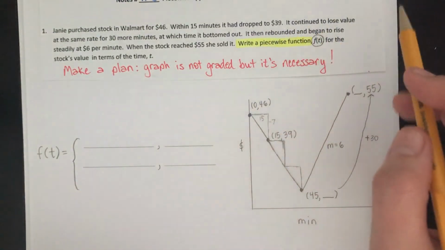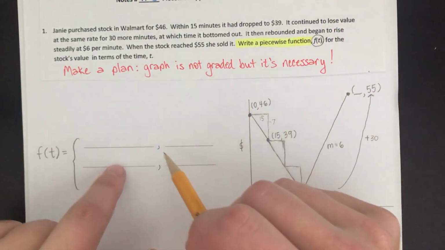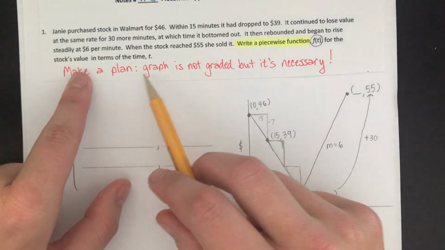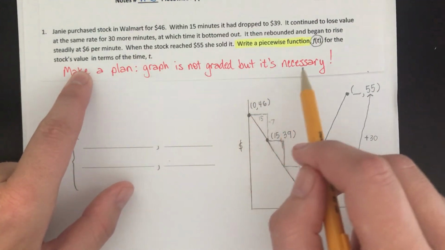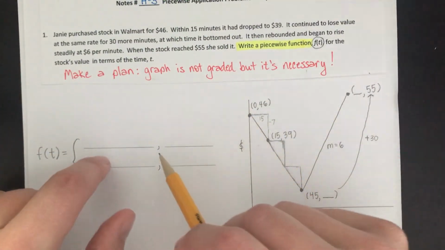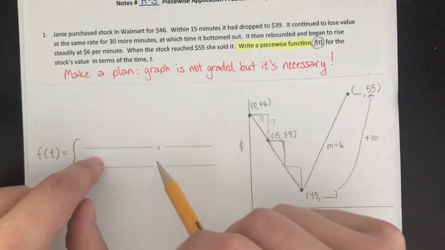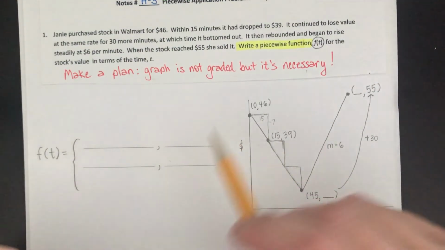So you'll notice I'm not asking for that speed graph. I'm only asking for the equation. So you need to make a plan. The graph is not graded, but it is necessary. You will need it to help you write the equation. So this isn't graded, but it is necessary.